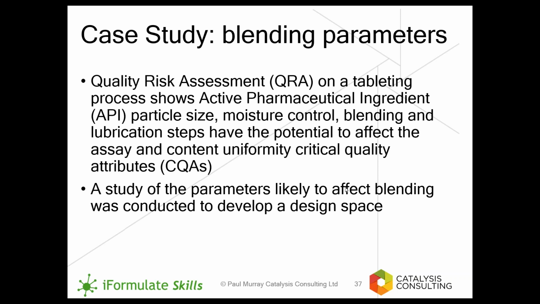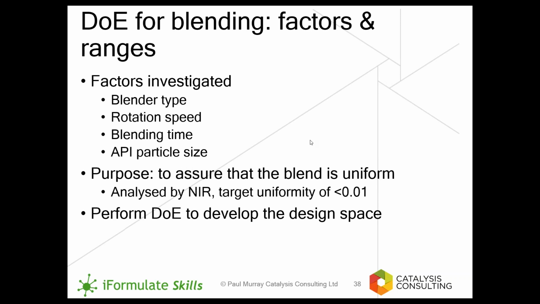So a study of parameters to affect blending was conducted to help to develop and understand the design space. And the design space is just how all of these factors affect the process and where we can find that sweet spot that we saw in one of the earlier slides. The factors that were assessed and considered were the type of blender, the rotation speed, the blending time, and the particle size of the material.